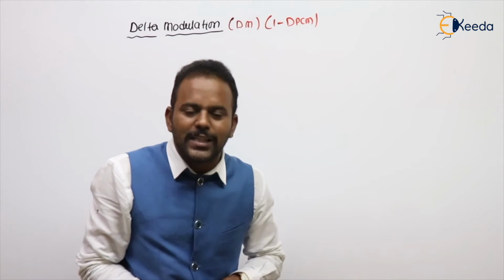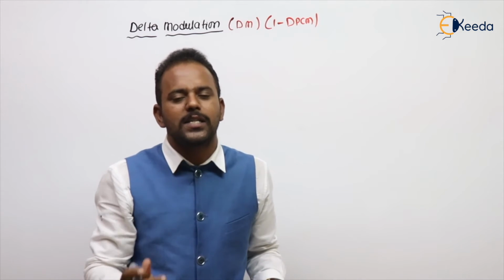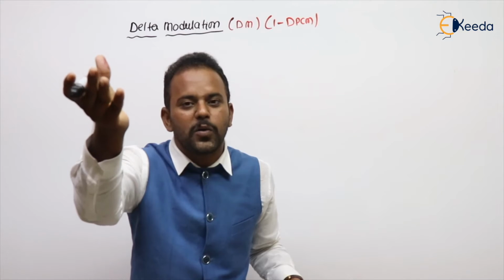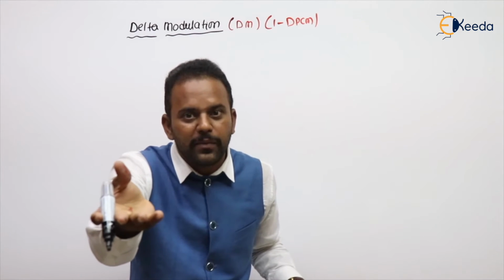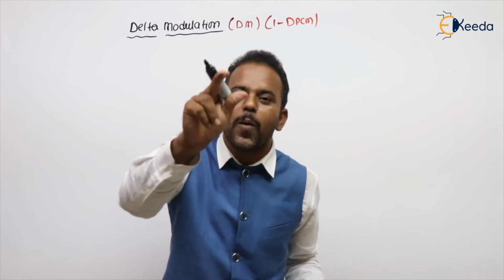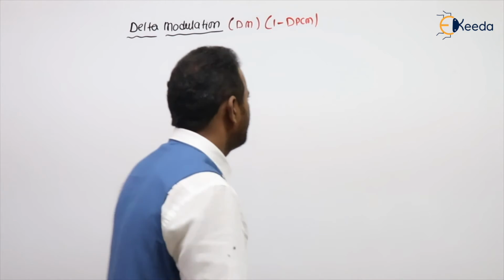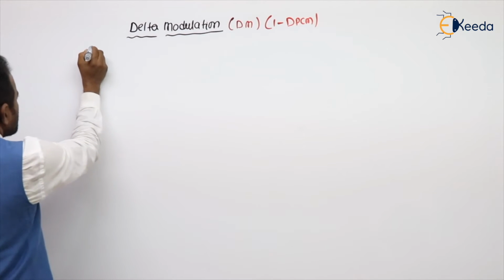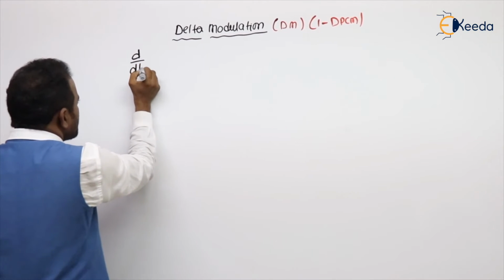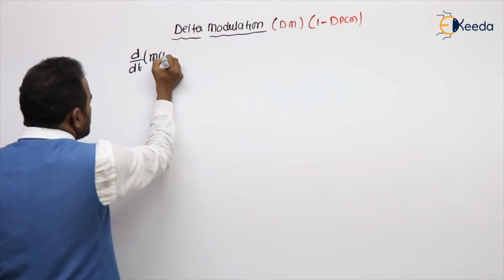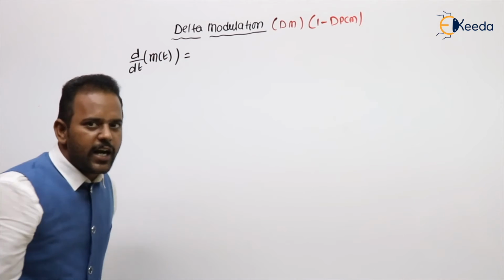What is the condition that two signals will have the same shape, or two curves are having the same shape? Yes, their slope value should be the same. How to calculate the slope of a continuous time signal? Differentiate, you will get the slope. Integrate, you will get the area.